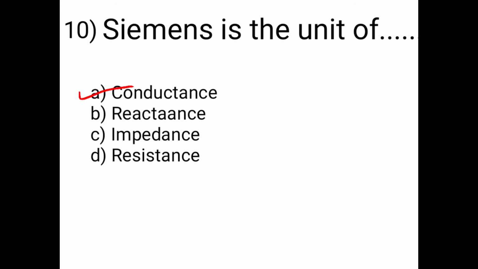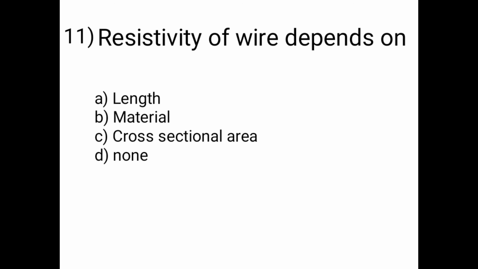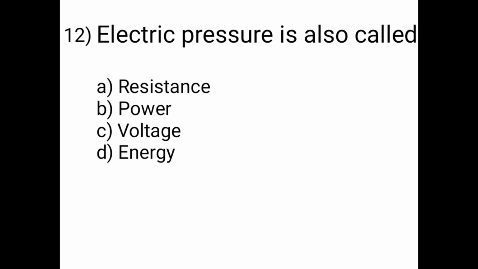Then next is, resistivity of wire depends on. Options are A is length, B is material, C is cross sectional area and D is none of the above. So the correct answer is B, that is the material. Resistivity of wire depends on the material. Then electric pressure is also called, options are A is resistance or B is power, C is voltage or D is energy. So the electric pressure is also called voltage. Option C is the correct answer.